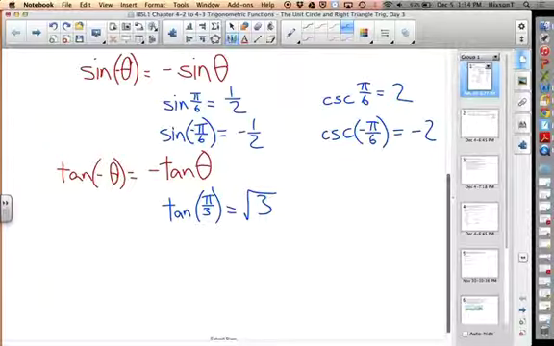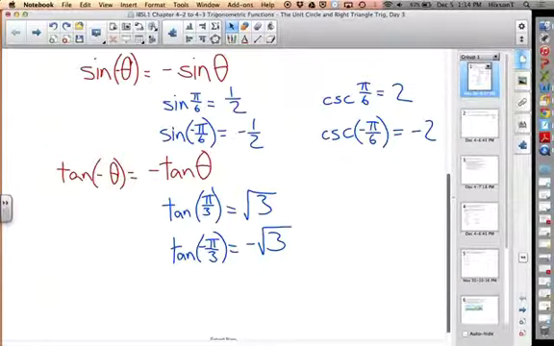Okay? So the tangent of negative pi over 3 is what? Negative root 3. Okay? Wait, how is it root 3? You had to do sine over cosine. Sine was root 3 over 2, and cosine is 1/2. So if you divide, the 2's cancel out, and you just end up with root 3 over 1.